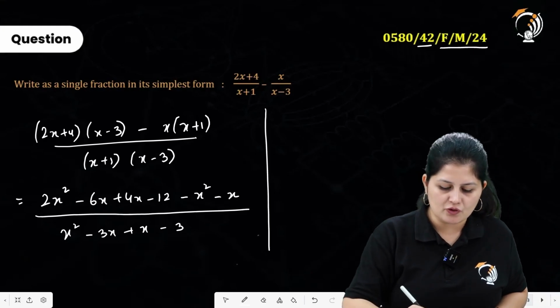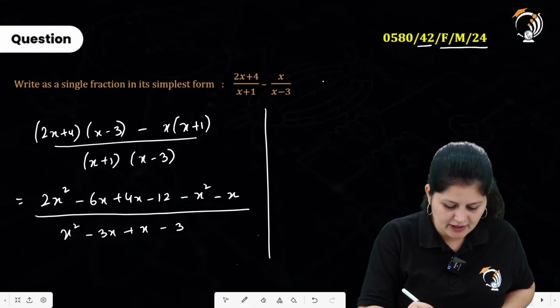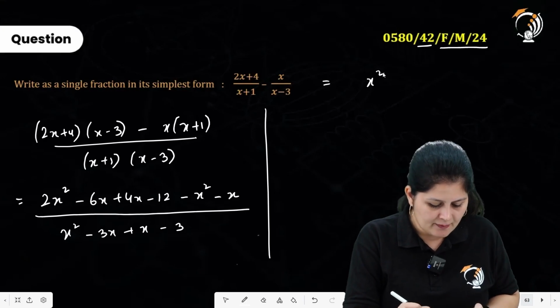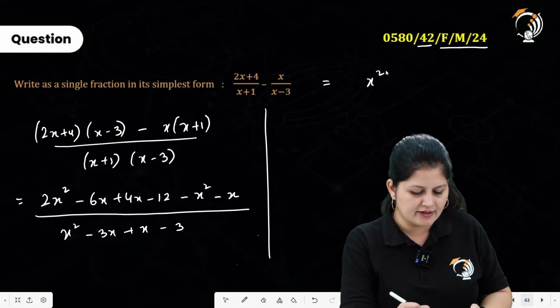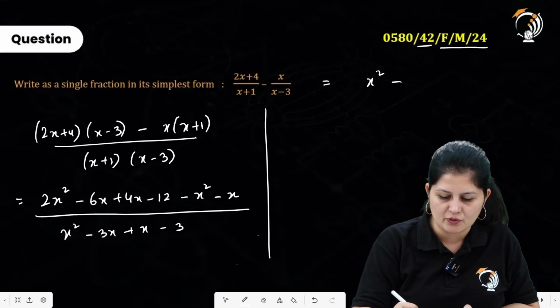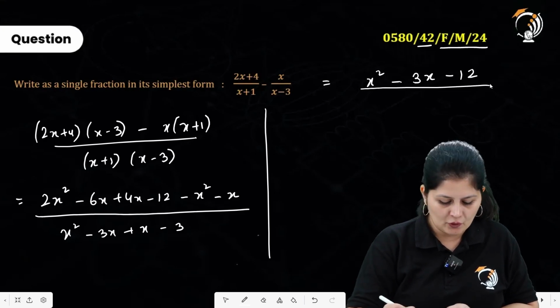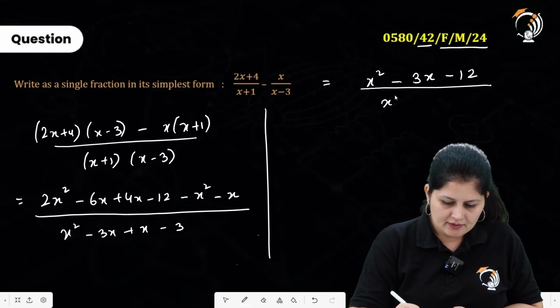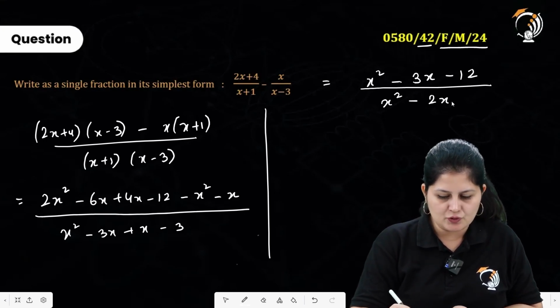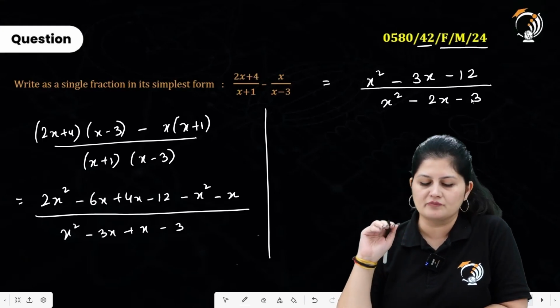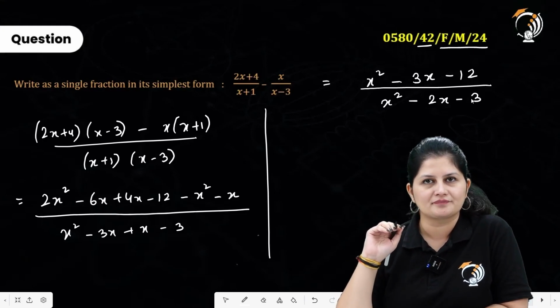Further, if we are going to solve it, we are going to get this as 2x square minus x square is going to give you x square, minus 6x plus 4x is minus 2x minus x is going to give you minus 3x minus 12 over x square minus 2x minus 3. That is how we are going to write it in the simplest form here. Understood?